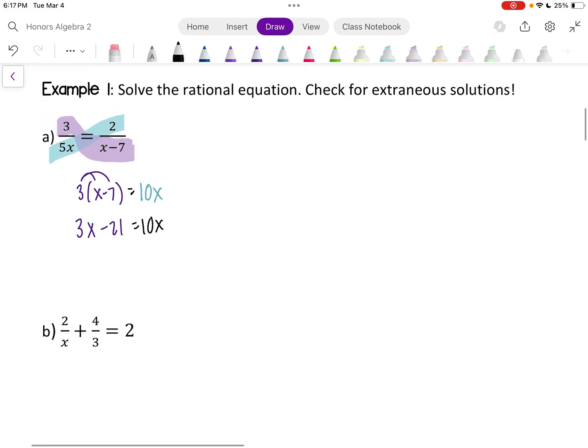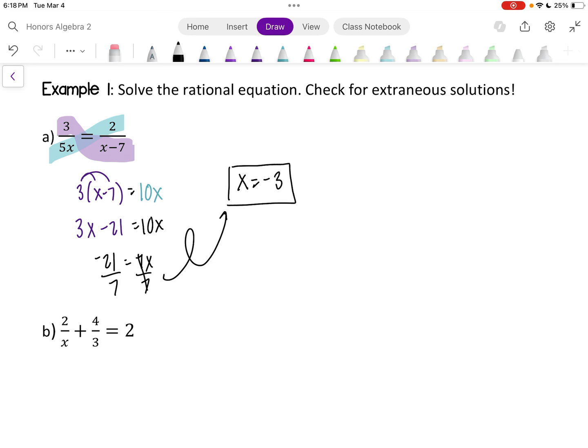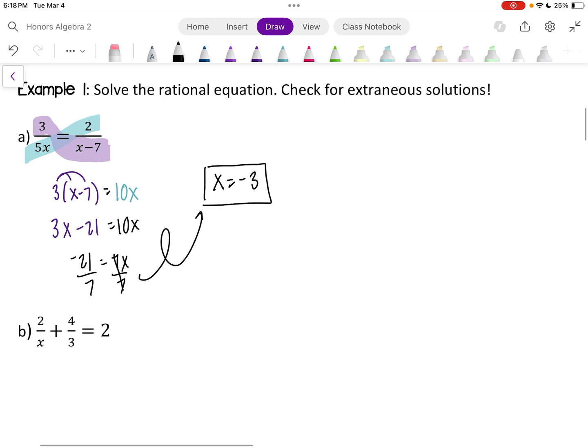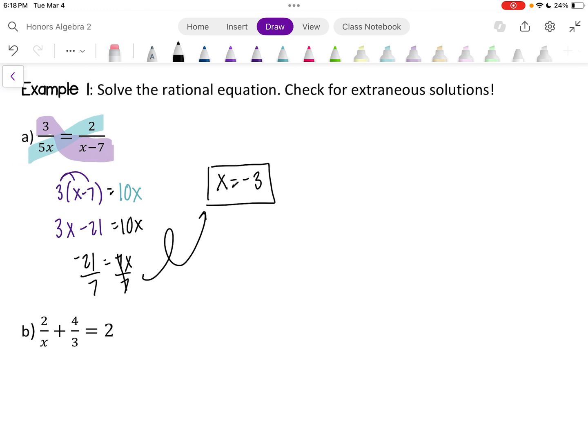Isolate the x's, so negative 21 equals 7x. Divide both sides by 7. X equals negative 3. Cool. It says to check for extraneous solutions to make sure that there's no zeros in the denominator. Just by looking, it'll be 15 and negative 10, so we're good on that front. So we have no extraneous solution in A.